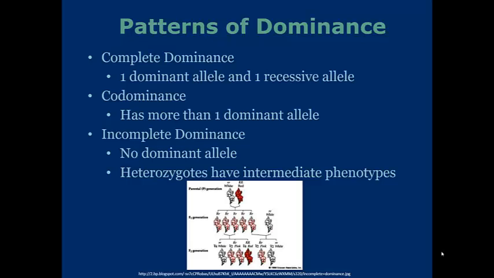Codominance is when there's more than one dominant allele. And incomplete dominance is when there is no dominant allele. Heterozygotes that are expressing incomplete dominance are going to have intermediate phenotypes, such as the flowers below. Flower colors in this particular species are not noted as being dominant in any way, shape, or form. Therefore, heterozygotes are going to have a pink shade because the white and the red genes are not completely dominant.